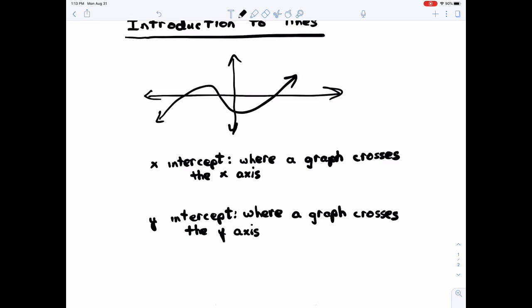What do I mean by the x-intercept? It's where the graph crosses the x-axis. There are three x-intercepts here. There's one right there, there's one right there, and there's one right there. Y-intercept, where the graph crosses the y-axis. There's one y-intercept here, and it's right there. Okay, so that's all I mean by that, and again, you don't need to write that down. I just want to make sure you understand what I mean.